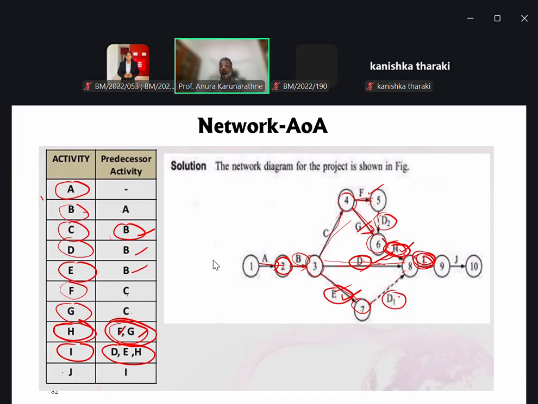Then last one, J, we can start after completing I. Now after completing I, then we can go for J. This is called immediate predecessor, right? Immediate predecessor. I think you got it clearly.